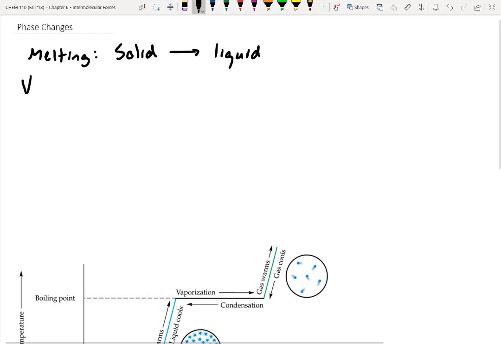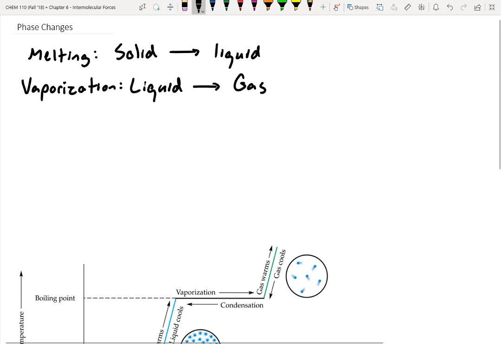And then the next one is similar. Vaporization. What happens with vaporization? What is vapor? It would be a gas, right? So it would be a liquid going to a gas. It's not a trick question, I promise. So if you, let's say, leave your water out on your counter for weeks and weeks and weeks, eventually that water will evaporate and turn into a gas.